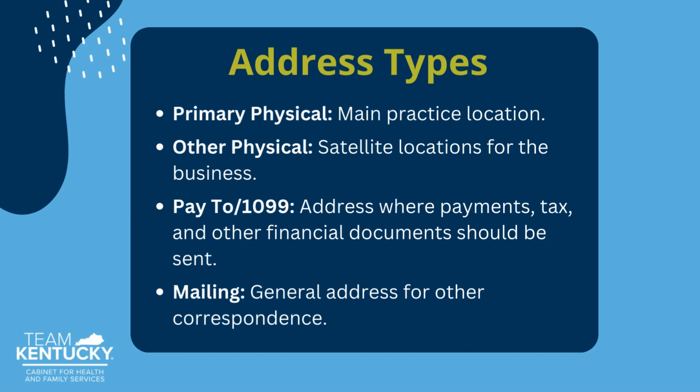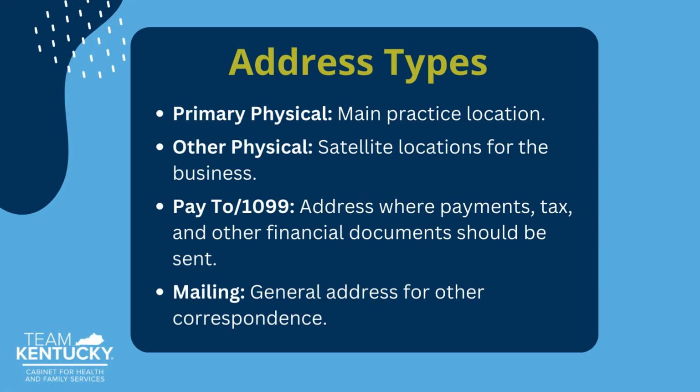There are 4 different address types that can be added in Partner Portal. First is the primary physical address, which is the main practice location. Only one address can be entered for the primary physical address, and a post office box is not permitted.